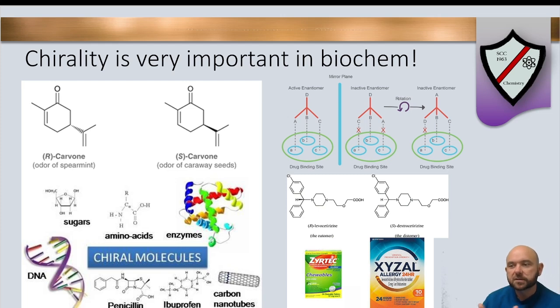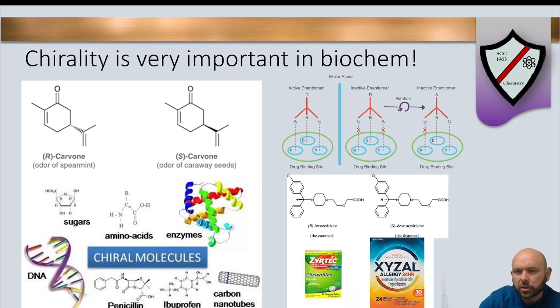So at this point, I'd just like to take a second and make a point of note to talk about why chirality is such a big deal. We will see it throughout the rest of the course when we're talking about our molecules. We'll always have to be cognizant of the chirality of the molecules. And as you go further into science, you will see chirality is very important to biochem and metabolism. So a lot of the molecules that we encounter in organic or natural products have chirality.